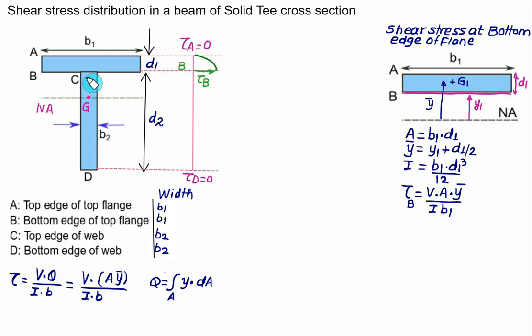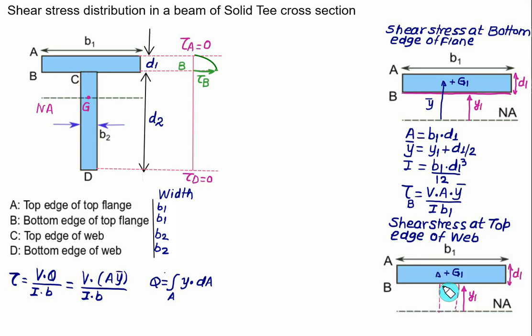Now we want to calculate the shear stress at section C, which is the top edge of the web where the width is equal to B2. We are interested in calculating the shear stress at the top edge of the web, that is at C. For this we will use the same figure, because there is hardly any distance between B and C. There is hardly a hair gap between B and C, one in the flange and one in the web. So at the top of the web we have this section, and this section is the same as section CC.